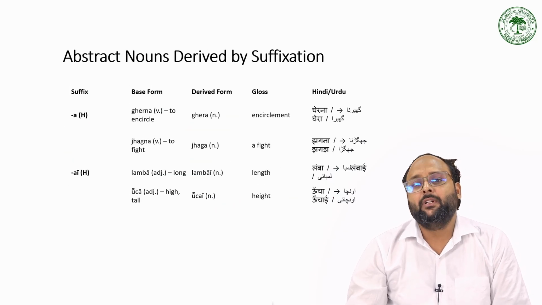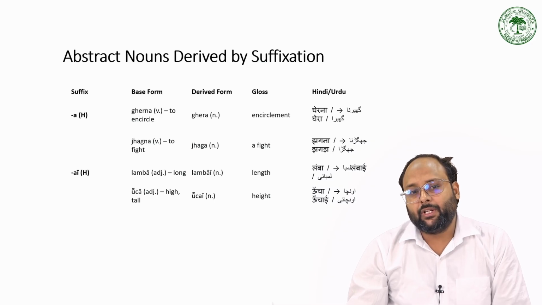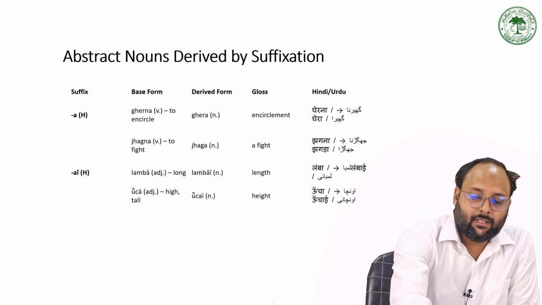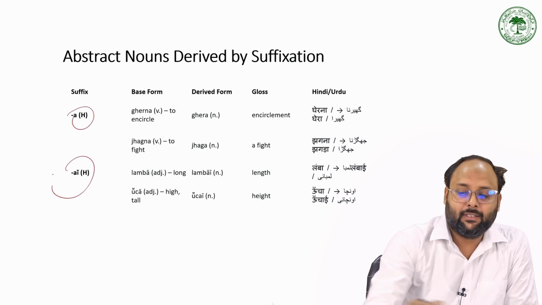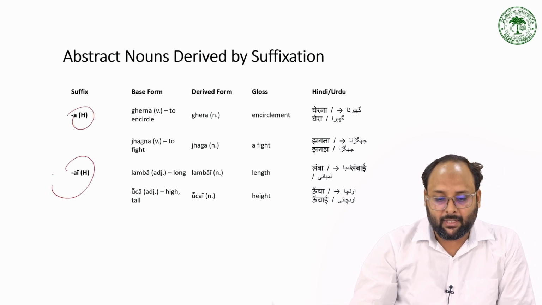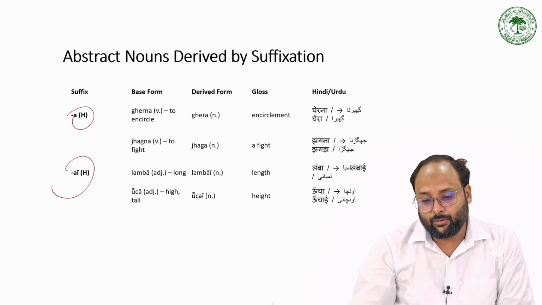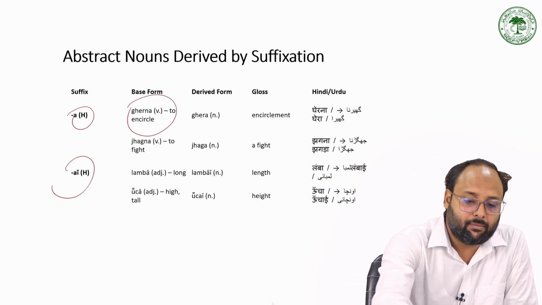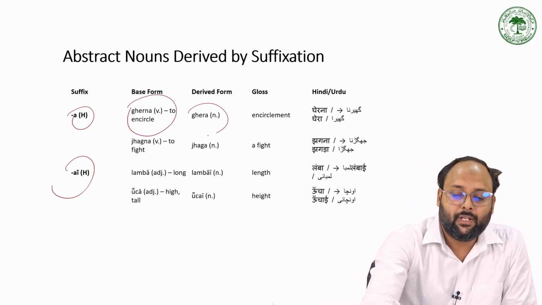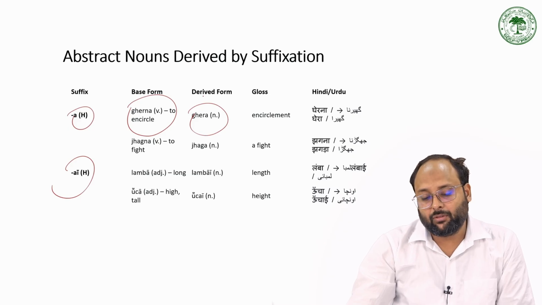We have some suffixes also for creating the abstract noun. So we have the suffixes like a and I. A word like gherna becomes ghera. So gherna is the base form, which is the verb, and it changes into ghera, which is the derived noun.